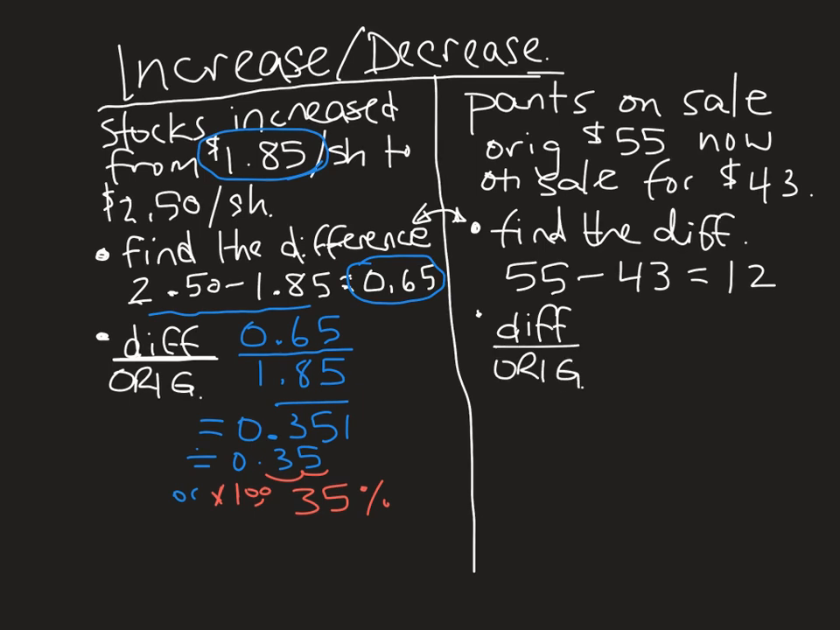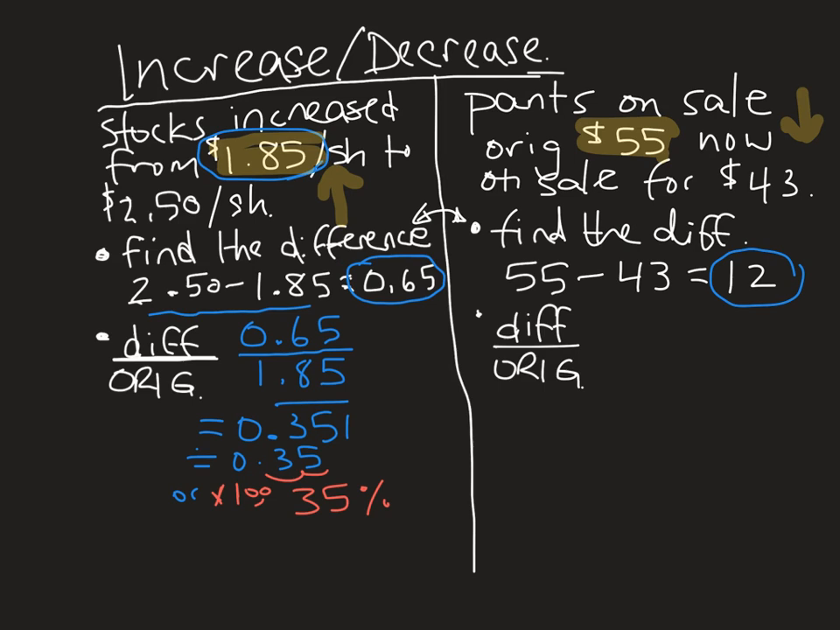In the case of the stocks, you will notice that, like we saw before, it started at 185, but the price is going up. In this case, it starts at 55 and the price is going down. But guess what? You're still dealing with that starting point and you're still dealing with the difference. So you don't have to do anything different with these two concepts. You just have to remember that it's always over the original.